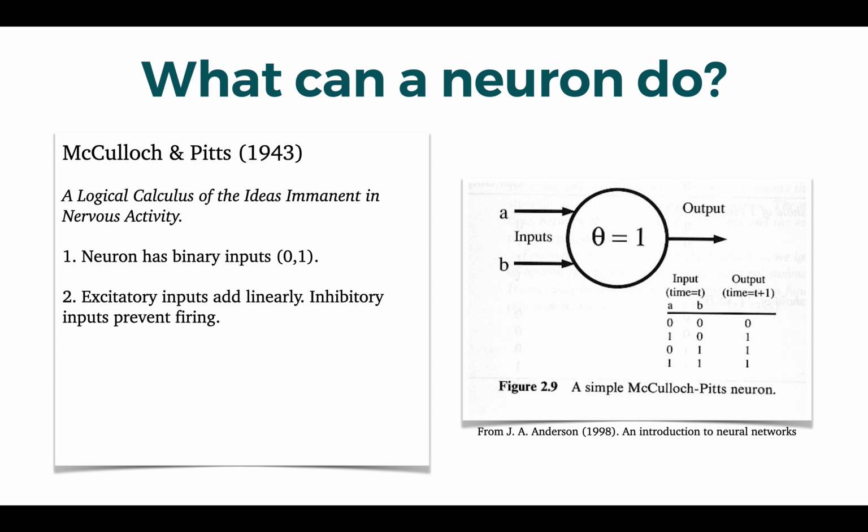And the second assumption is that excitatory inputs are going to add linearly and inhibitory inputs are going to prevent firing. Now, we also know that that's not true from graded potentials. They tell us very differently. The third assumption: a neuron has a fixed threshold. Well, we know that neural thresholds are not fixed. They change over time. So if you think of something like neural adaptation.